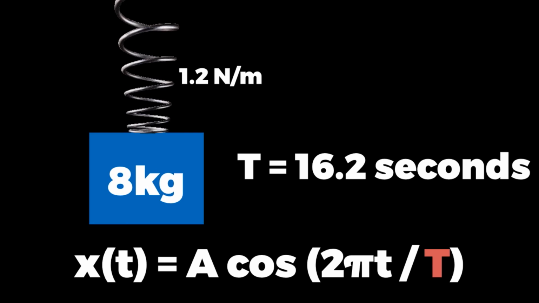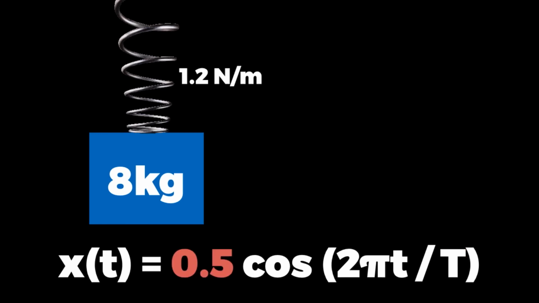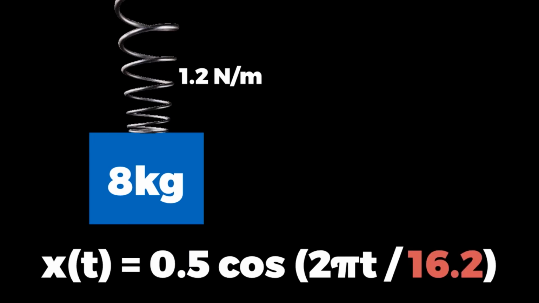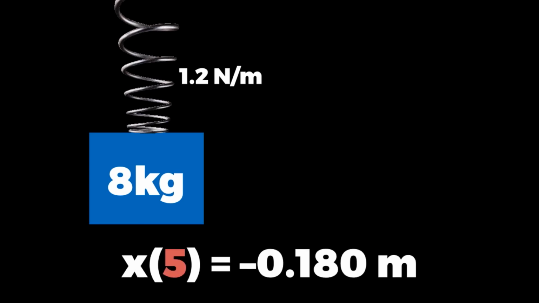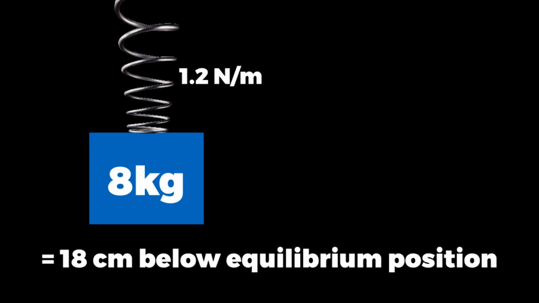Now that's simple enough. Now all we have to do is plug in all of the variables that we know into this equation. So we know our amplitude is 0.5 meters, which is the same as 50 centimeters. We know that the period is 16.2 seconds. We know that t, which is the time that we're trying to observe, is 5 seconds. And now all we have to do is solve this part of the equation, and what we'll get is that x of 5 is equal to negative 0.180 meters. And that is the same as 18 centimeters below the equilibrium position.